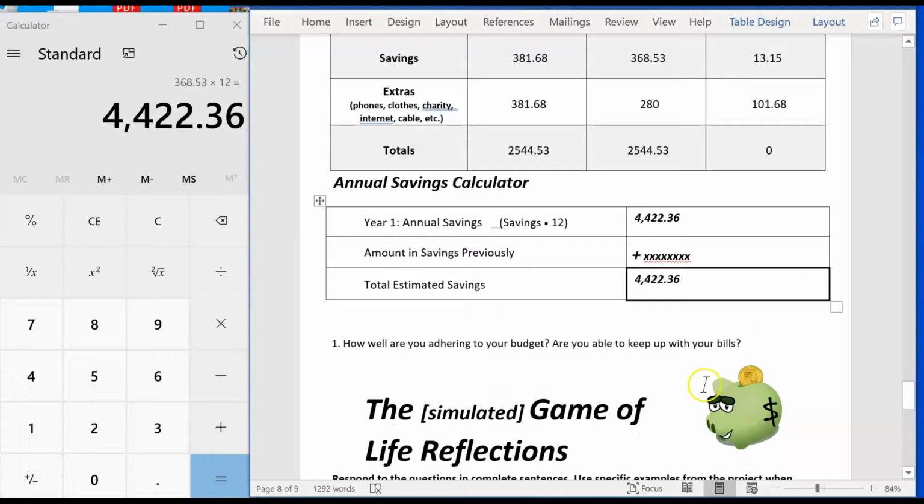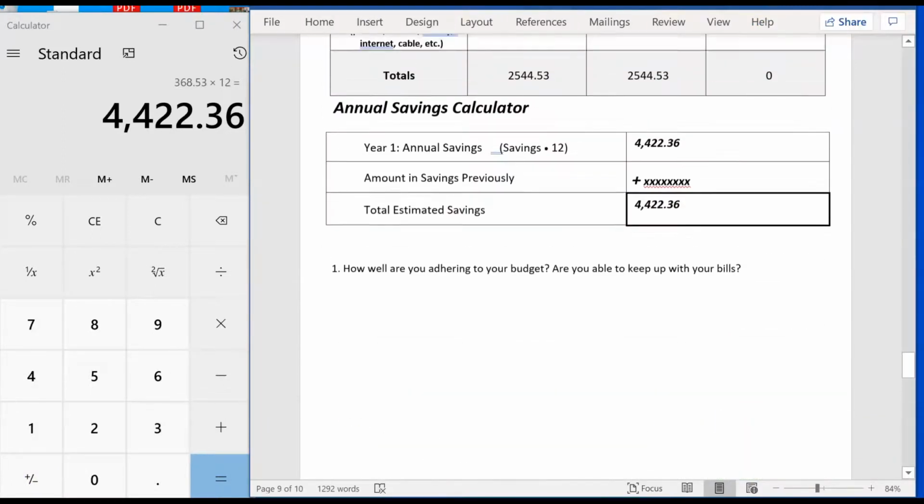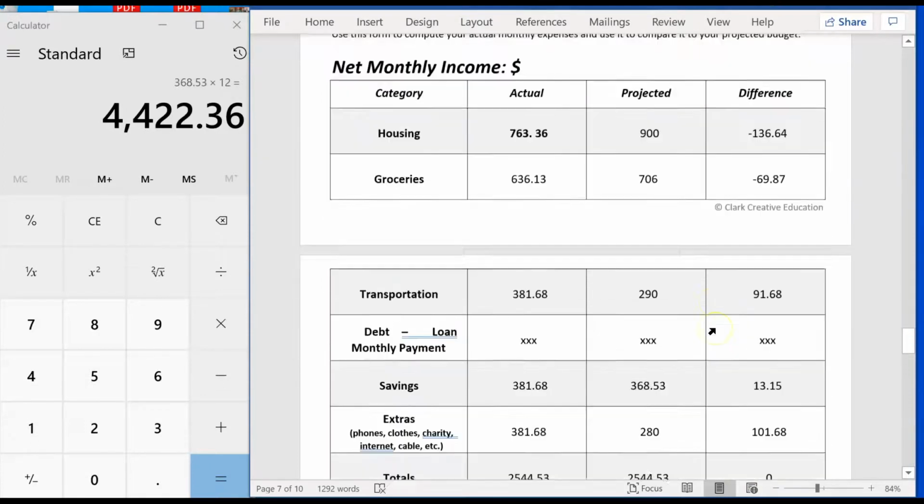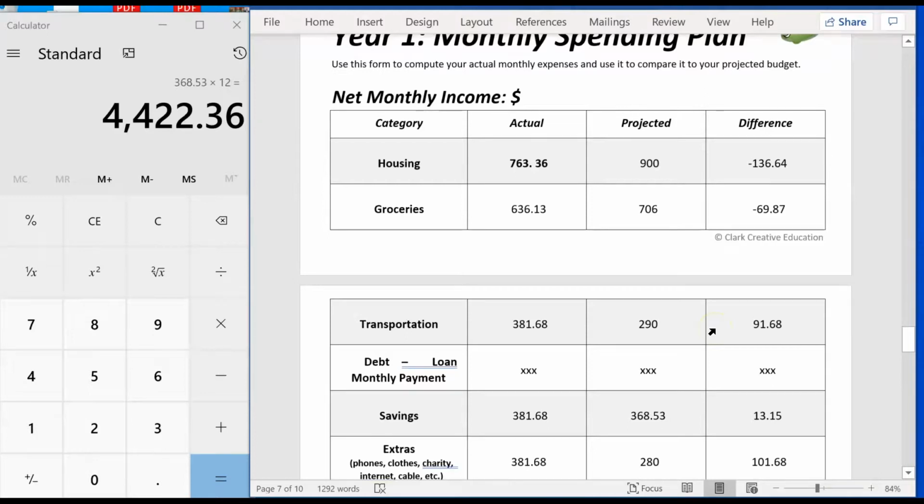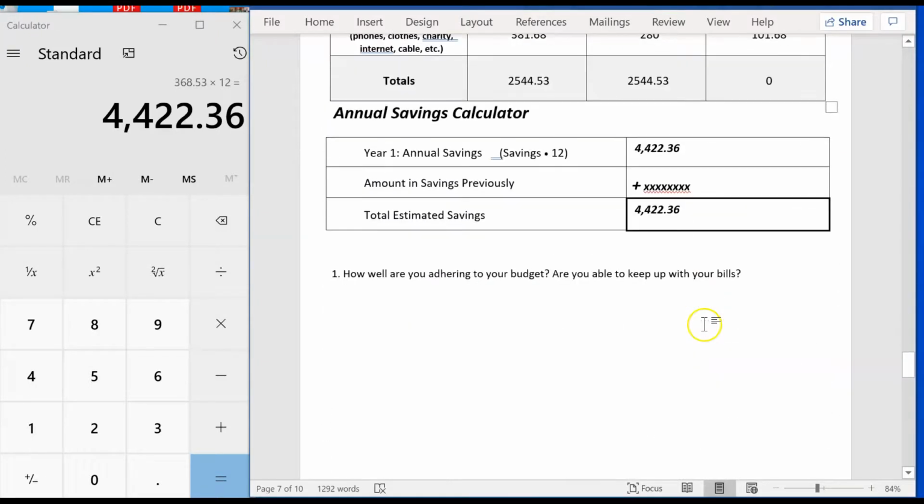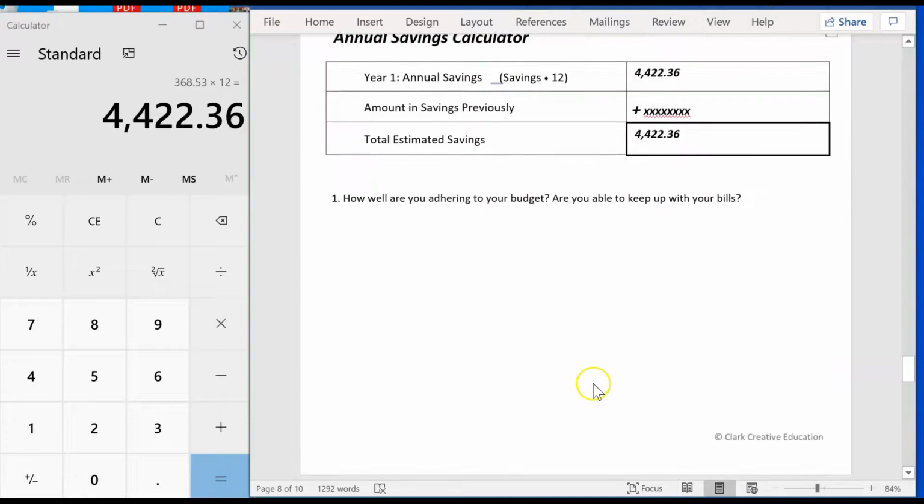The next thing you're going to do is just answer the question on the bottom. How well are you adhering to your budget? So you're going to actually look at this and explain it. Now, I explained that my housing and my groceries, I went over, but I seem to save a lot of money with my other choices I made. So you just need to explain, what did you see?